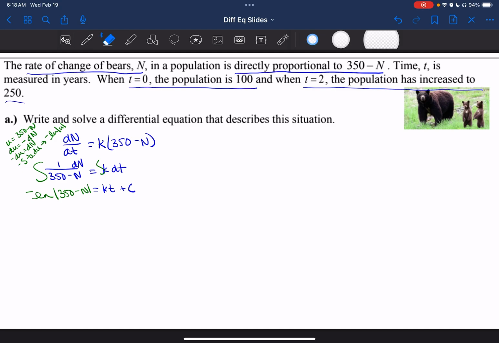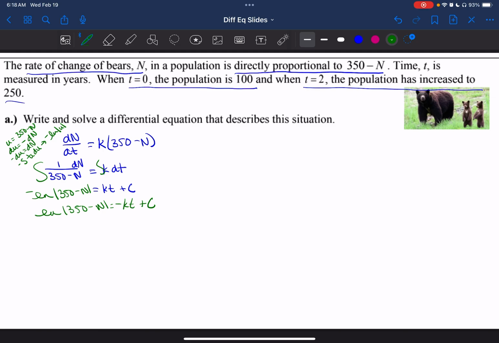I think I might deal with that negative first. It's kind of annoying me. I think I'm just going to divide it over to the other side. So negative ln 350 minus n equals negative kt, but I get to still call this one plus c. If you really want to make it a minus c, whatever. But that one, being that constant of integration, remember, it is arbitrary. So if we're just multiplying or dividing it by some other constant, we can just keep calling it c.